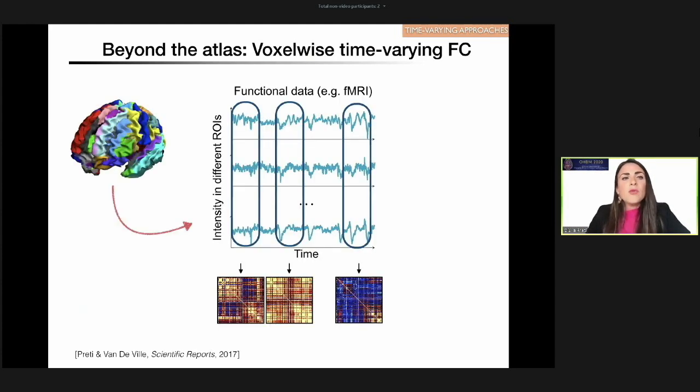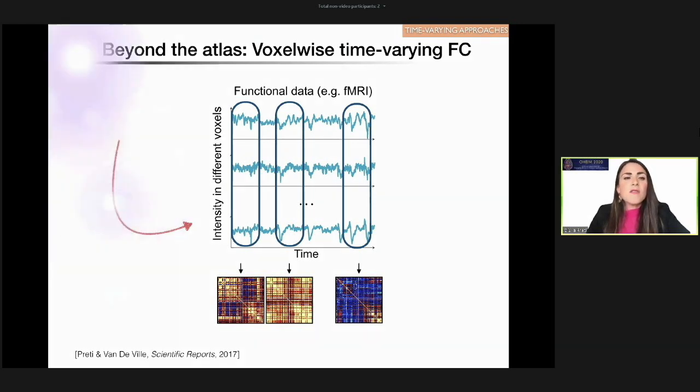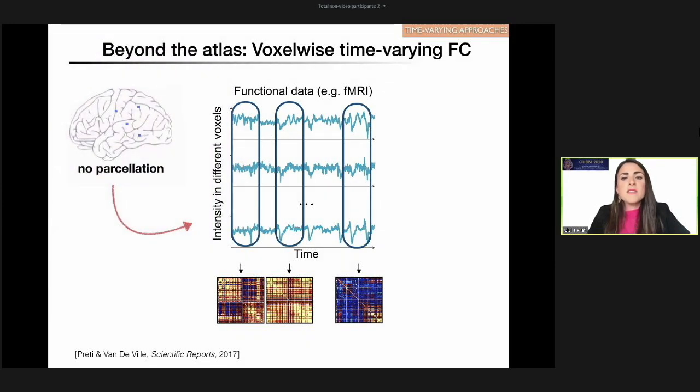So in an effort to go beyond the atlas and avoid having to choose a parcellation a priori, we introduced a couple of years ago this method of voxel-wise time-varying functional connectivity, where instead of starting from regional time courses, we start from voxel-wise time courses and then proceed with the sliding window approach as explained. But here the problem that we have is a problem of dimensionality, as these functional connectivity matrices, voxels by voxels, are too heavy to be computed or stored.